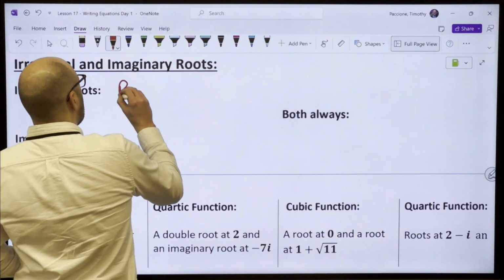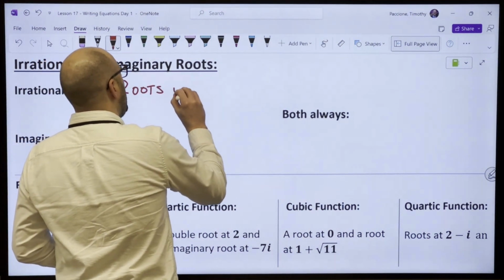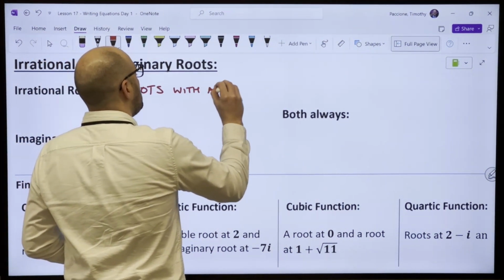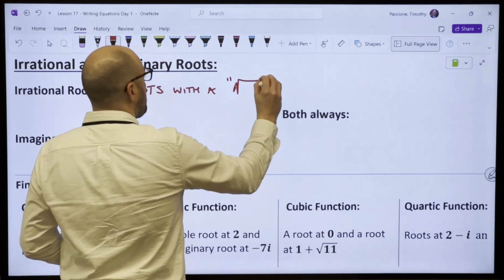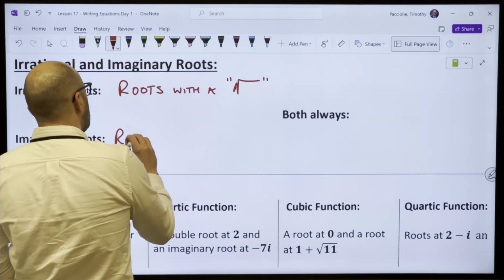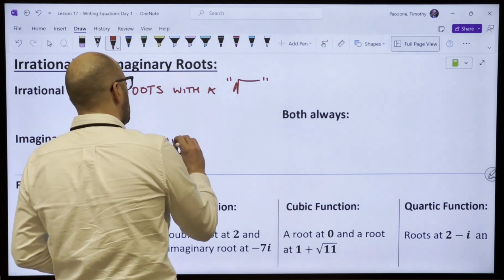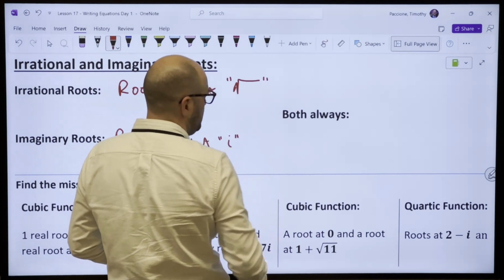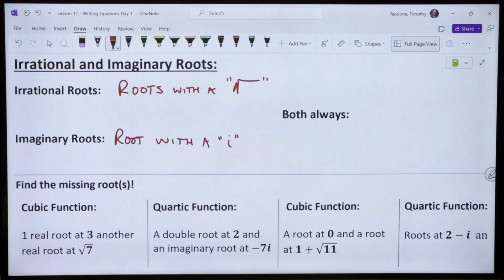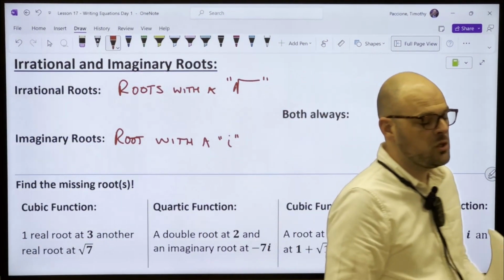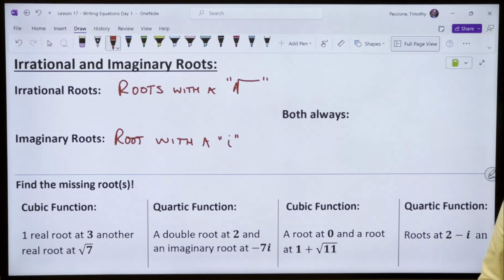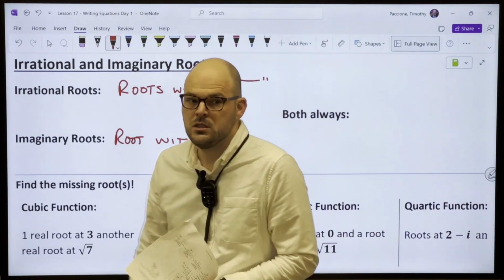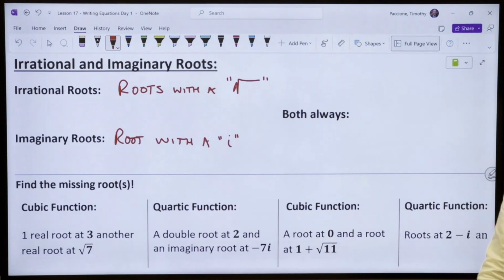So irrational roots are essentially roots with a square root in them, right? And imaginary numbers are roots with an i in them, right? So those are your two things that you can look for. Oh, I have an irrational root. Oh, I have an imaginary root. And then once you know I have one of those types of roots, and this was what the warm-up discussion was kind of about, what else do you know? Both always what?